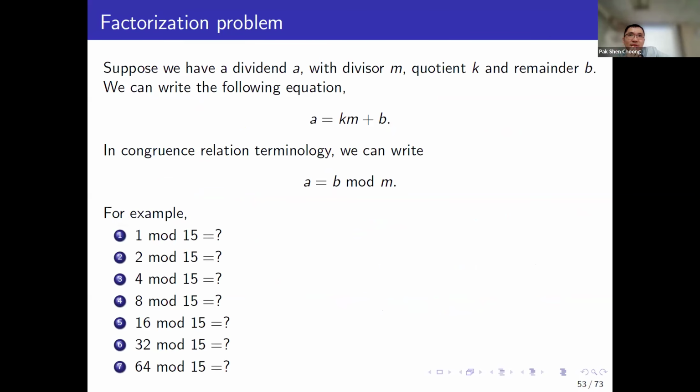What is the greatest common divisor of 2 and 15? It's 1, right? So 2 is co-prime with 15 because the greatest common divisor is 1. So what will be the other co-primes of 15? 2? No, 3 is a factor of 15.